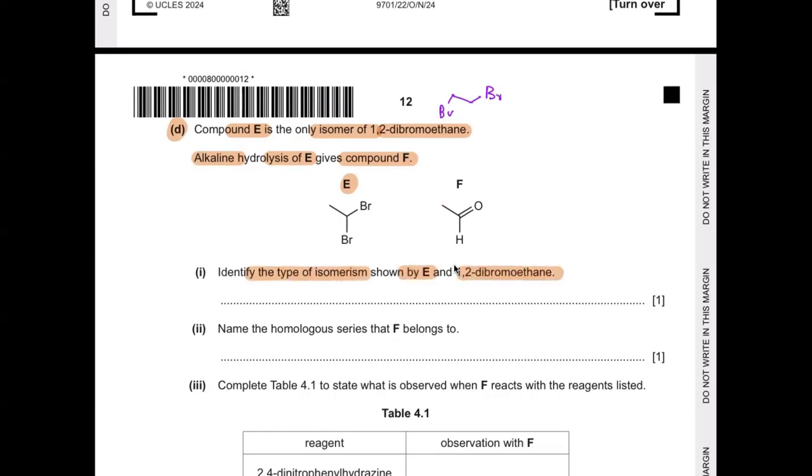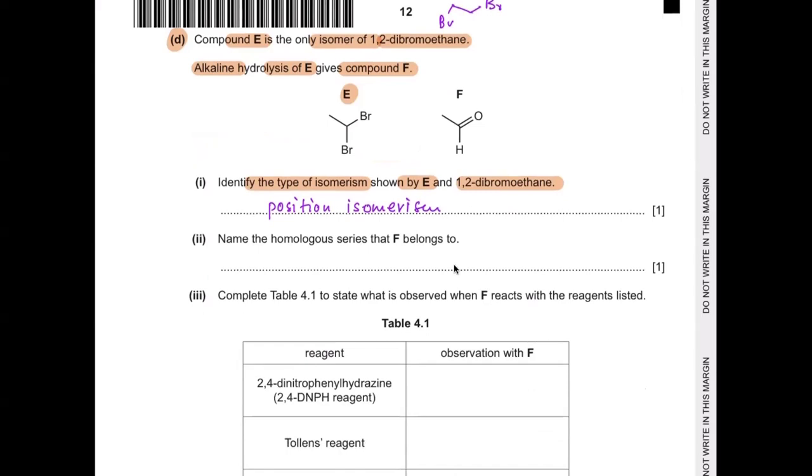If you see, this has two carbons, and carbon 1 has one bromine and carbon 2 has one bromine. Over here, carbon 1 has both the bromines, and carbon 2 doesn't have bromine. So the position of bromine is different in both the molecules. So it is considered as positional isomer or position isomerism. Is this clear to all of you?